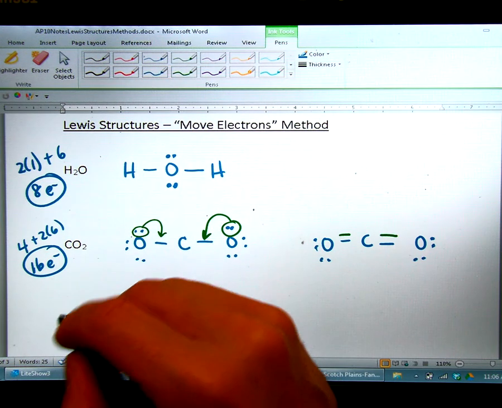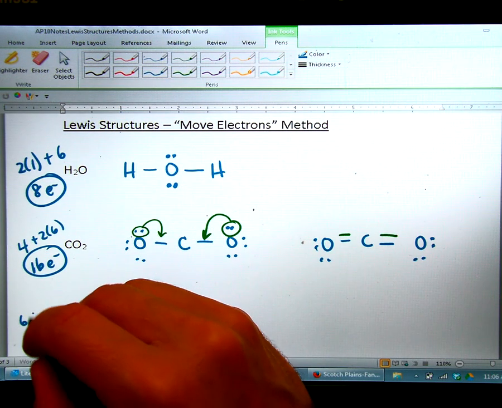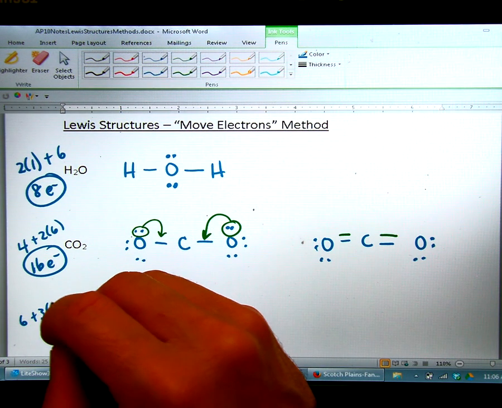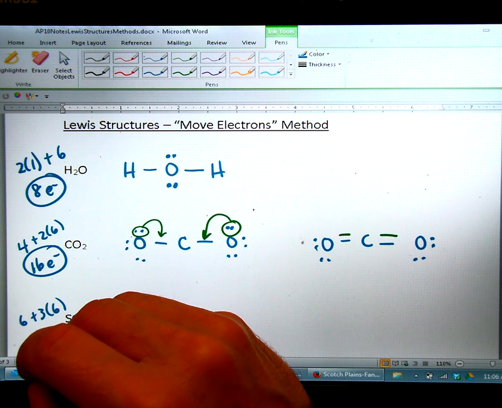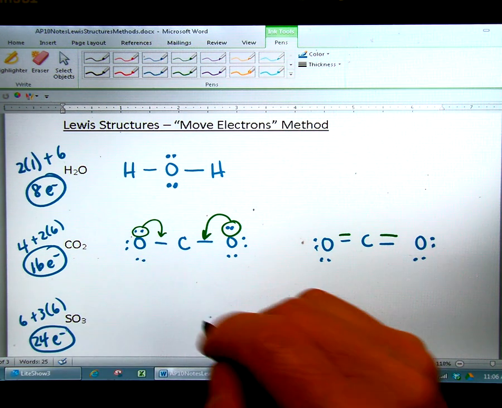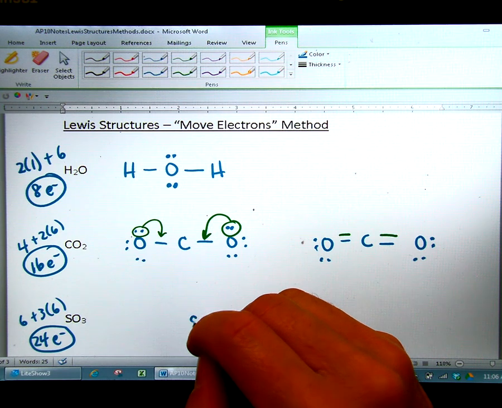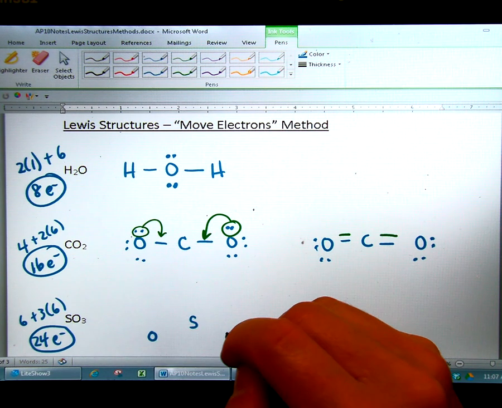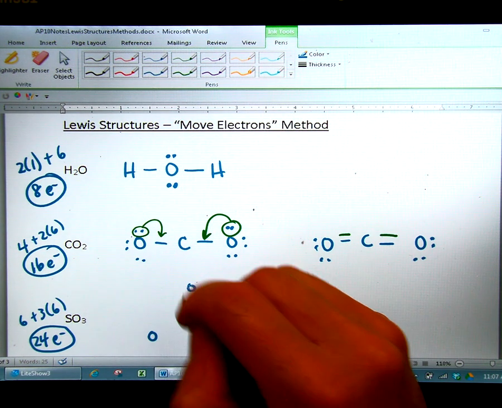Okay, let's go to the last one here, which is SO3. So we're going to count the electrons. 6 is sulfur plus 3 times oxygen. 3 times 6, 18 plus 6 is 24 electrons. So we have 24 electrons with which to work. We're going to put our S in the middle. We're going to put an O right here, an O right here, and an O right here.